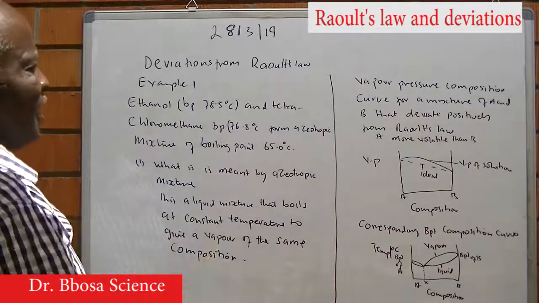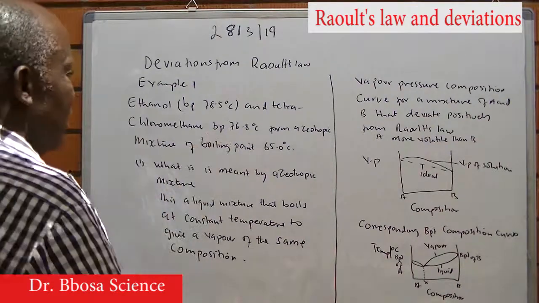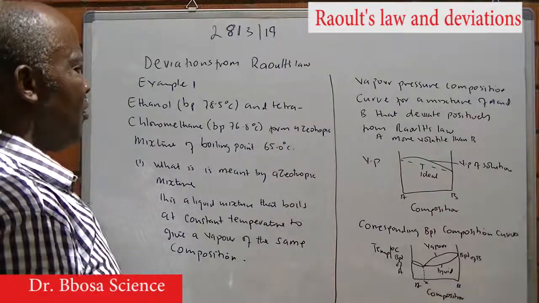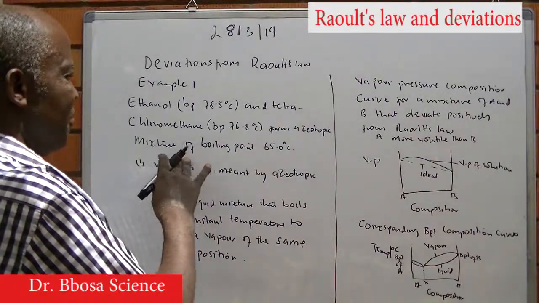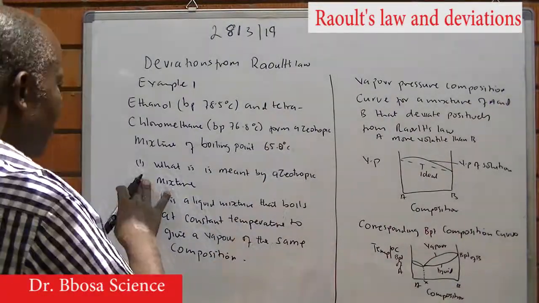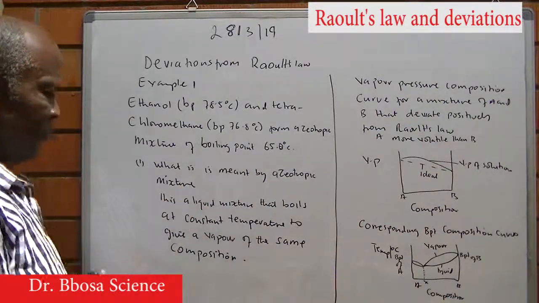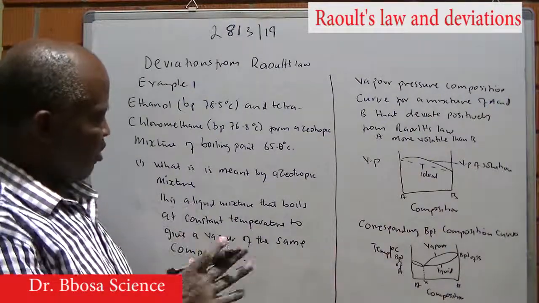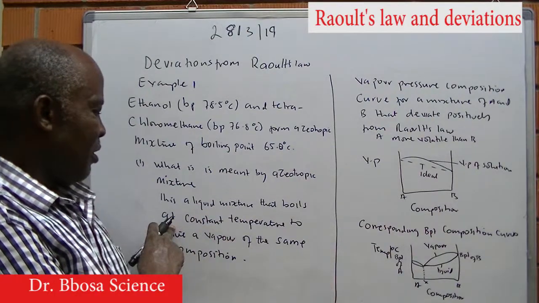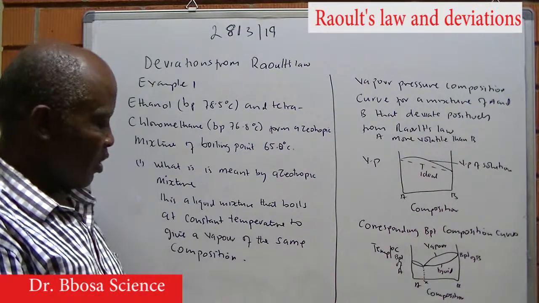Example 1. Ethanol boils at 78.5 degrees. Tetrachloromethane, boiling point 76.8 degrees, forms an azeotropic mixture that boils at 65.0. Roman 1. What is meant by azeotropic mixture? This is a liquid mixture that boils at a constant temperature to give vapor of the same composition.